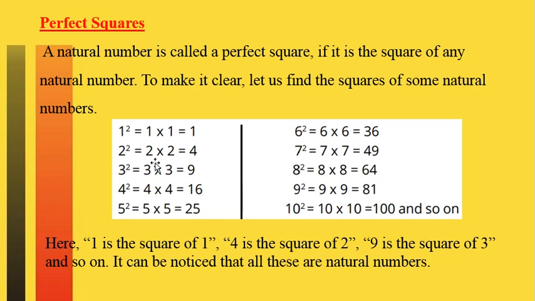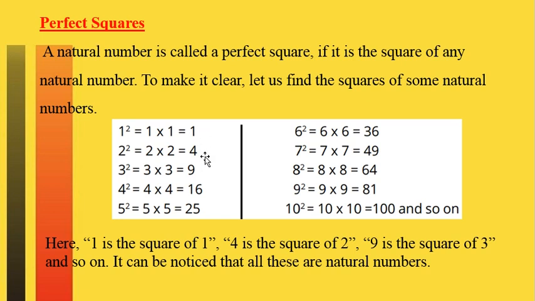Okay, now 2 square, it means 2 into 2, that will be equal to 4. So we can say that 4 is a perfect square. And similarly, 3 square, it means 3 into 3, that will be equal to 9. Okay, you are observing over there that 1, 4, 9, 16, the numbers are coming this way. It means the numbers between these numbers are not perfect squares.